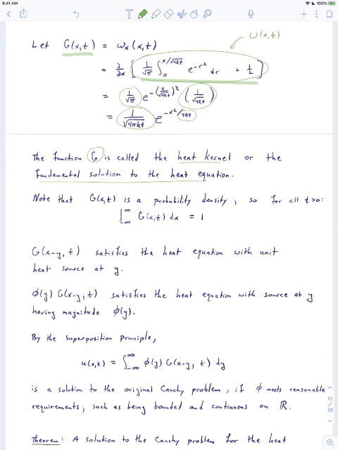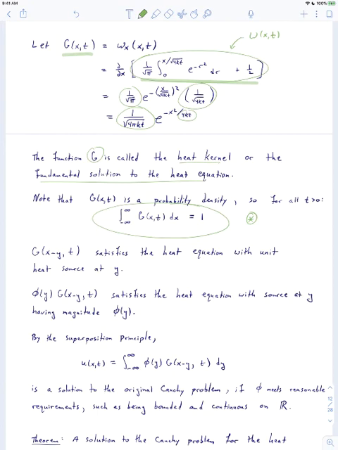Note that g is a probability density function. So for all t greater than 0, the doubly improper integral from minus infinity to infinity of g at x, t dx is equal to 1. This is an important property, which comes up again and again.